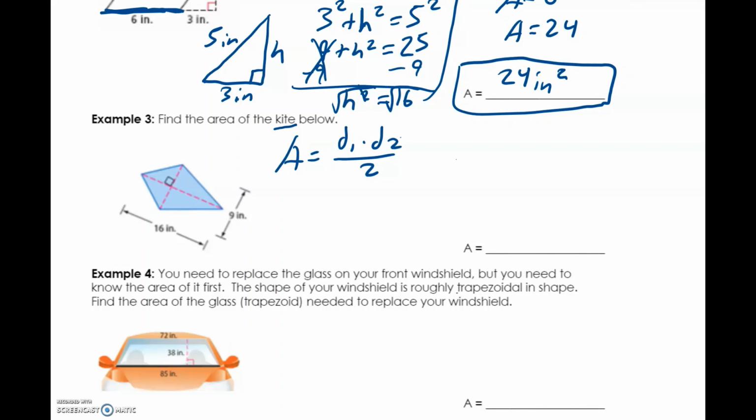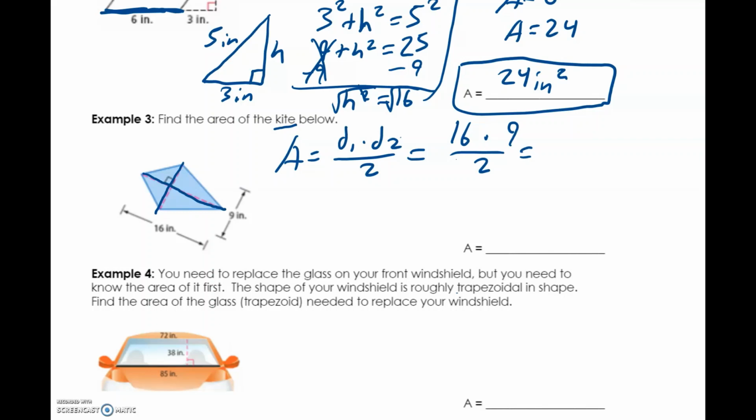All right, with that in mind, it's fairly straightforward. We can see we're already given the lengths of the diagonals here. Given this long diagonal here is a length of 16 inches, and then we have a length of 9 inches for the other diagonal. So I can just plug these in here. Diagonal 1 can be 16, diagonal 2 can be 9, and then divide everything by 2. Now I just need to use order of operations to simplify.